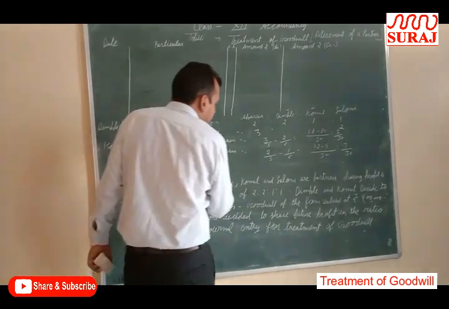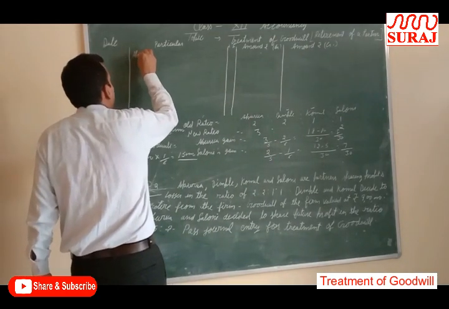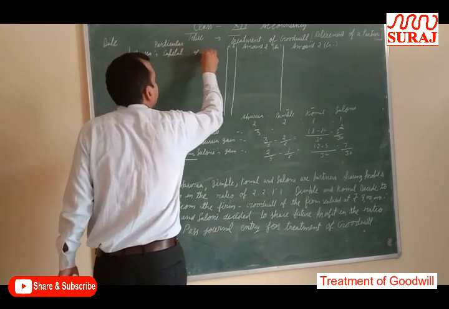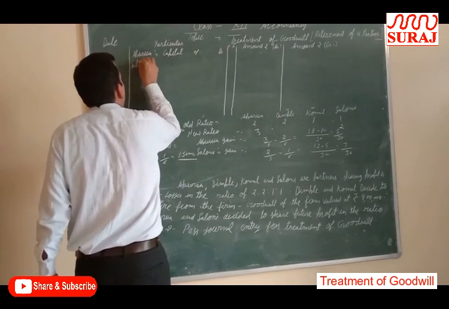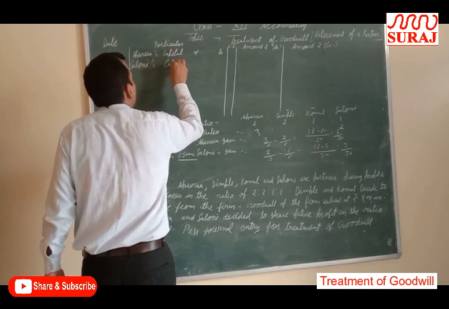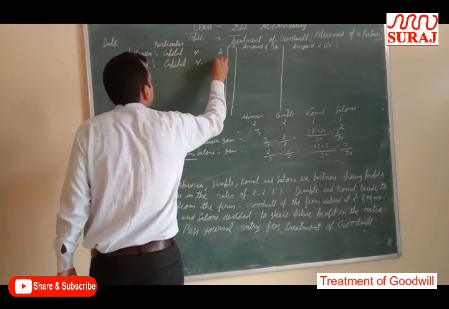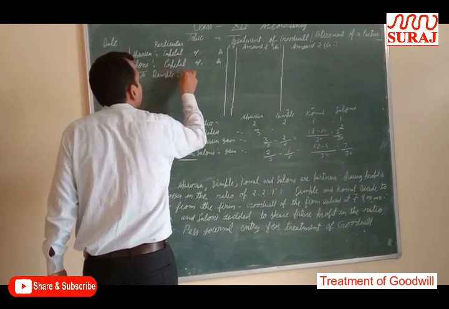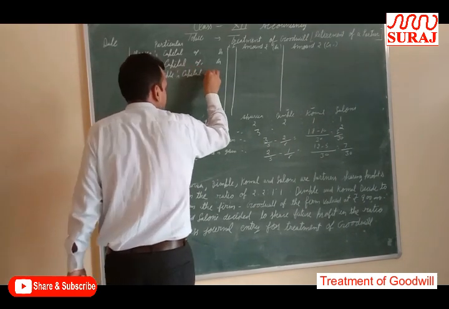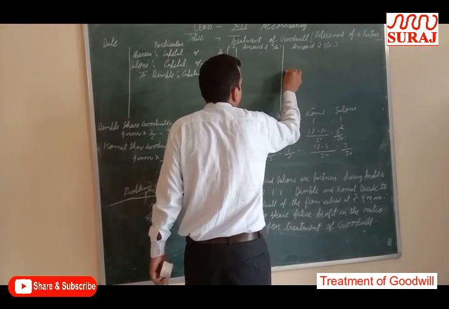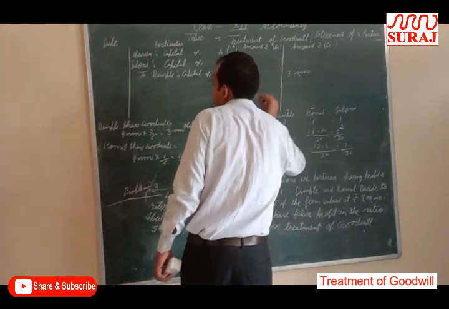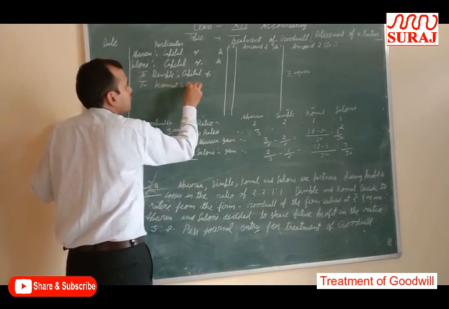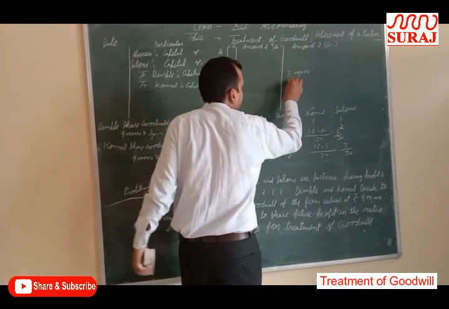Your entry is remaining to retiring. Who is remaining? Apurva and Saloni are remaining. Your entry will pass: Apurva's capital account debit, Saloni's capital account debit, to Dimple's capital account 3 lakh credit, to Komal's capital account 1,50,000.